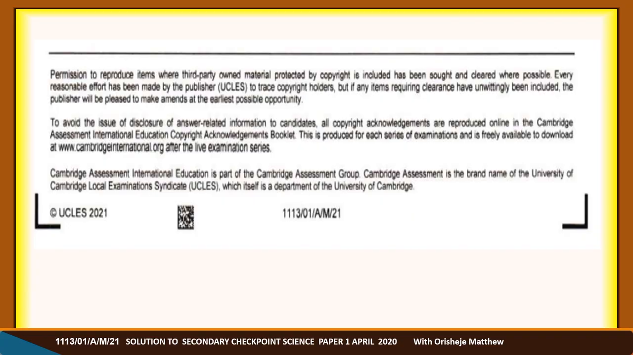This brings us to the end of paper 1, April paper 1, 2021, science paper 1, April 2021.